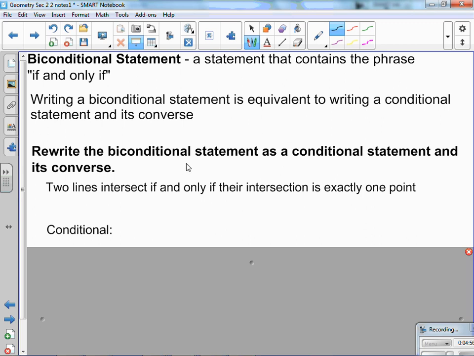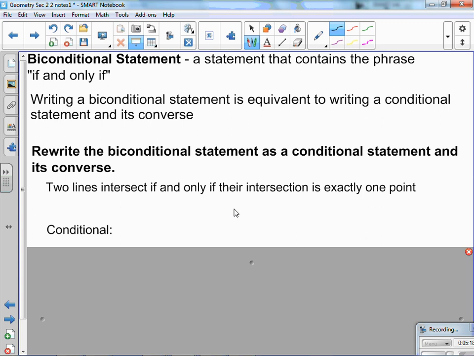So here we want to rewrite the biconditional statement as a conditional statement and its converse. So two lines intersect if and only if, so there's that key phrase that makes it a biconditional, their intersection is exactly 1 point. So two lines intersect if and only if their intersection is exactly 1 point.